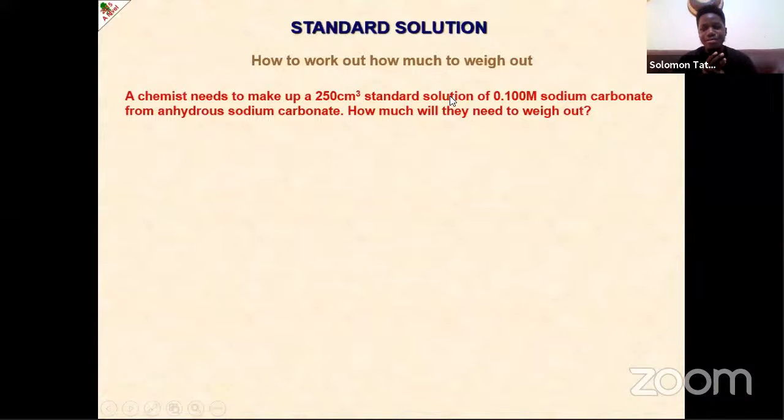Another question is right here for us to figure out. It says a chemist needs up to 250 cubic centimeters standard solution of 0.1 molar of sodium carbonate from anhydrous sodium carbonate. How much will they need to weigh out? So here they're asking us to find the mass that will be contained in 250 cubic centimeters of 0.1 molar sodium carbonate. So now we are concentrating on mass. Again, what shall we do first?